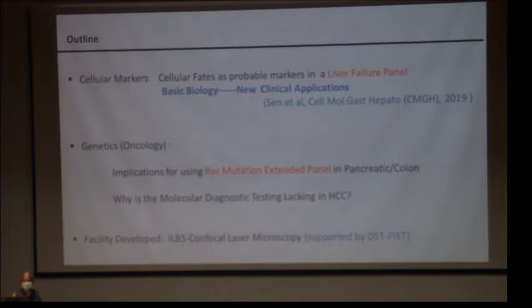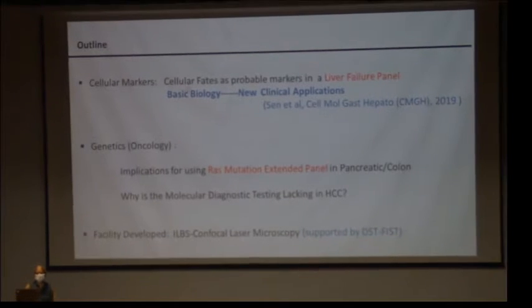So basically the outline which I've been asked to give was on the cellular markers. And here I will mostly talk on the cellular fates and whether they can be used, in a futuristic way, to develop a liver failure panel. And much of this work is from a basic biology perspective, mostly in vitro, which may have an application in the clinic.